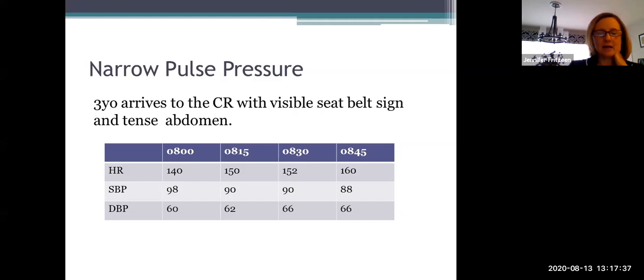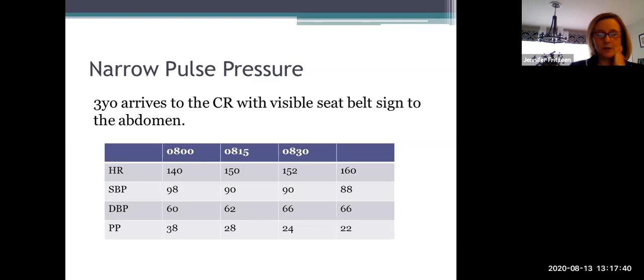But if I do the math, systolic minus diastolic, and I get a pulse pressure, you can see that evaluating this clinical picture now gets really different. So I start out with a pulse pressure of 38, which is fine for a kid this size and with the systolic blood pressure. But you can see as time goes by, he gets a little more tachycardic, and between 8:15 and 8:30, my systolic doesn't change, but my diastolic goes up. So what that's telling me is that I have more systemic vascular resistance, or more vasoconstriction going on. And the compensation my patient's having to do is getting harder and harder.